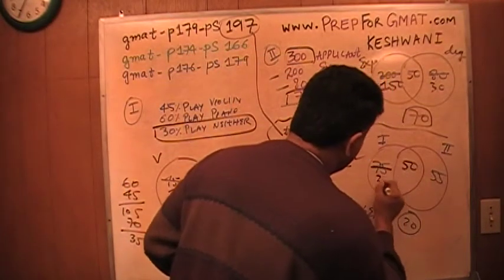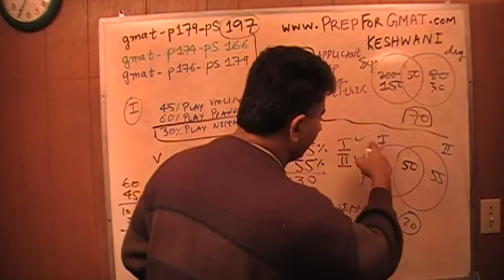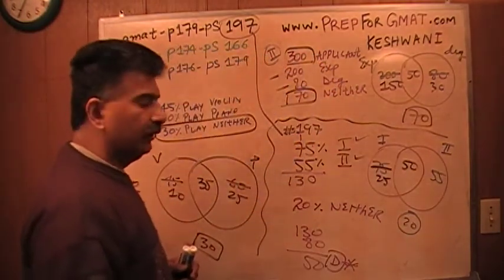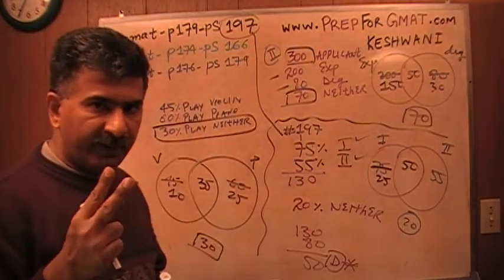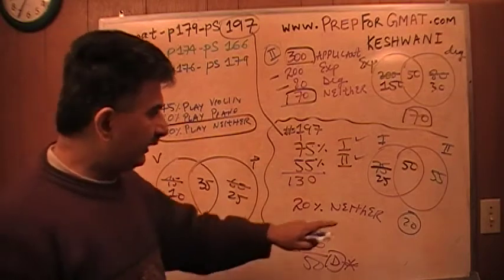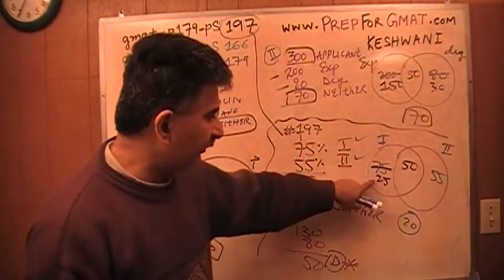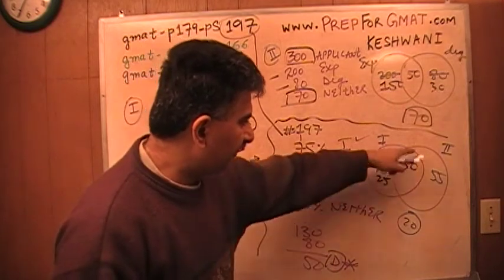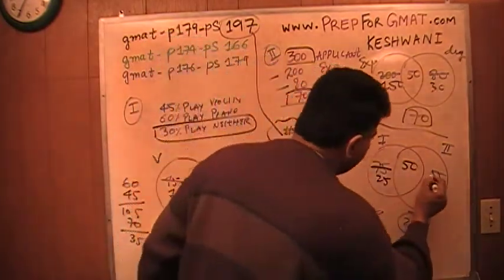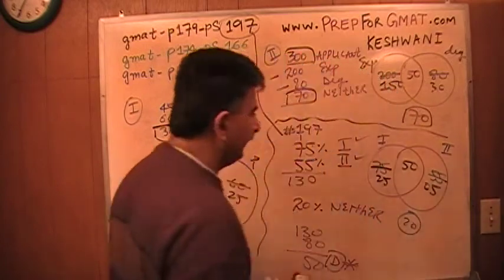This 75 turns to 25 because 25 plus 50 is going to give me people who answered the first question correctly. Because if they answered both of the questions correctly, which is 50%, then obviously that 75 includes those 50. So I have to reduce the 75 to 25. So this 25 plus 50 gives me 75 for the first. Same thing here. This 55 becomes 5. And that's it. We are done.